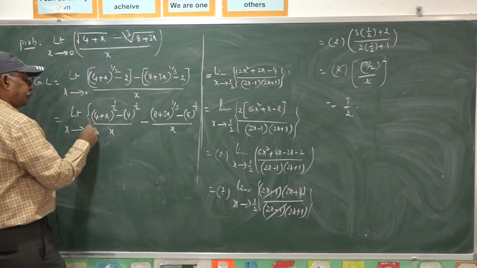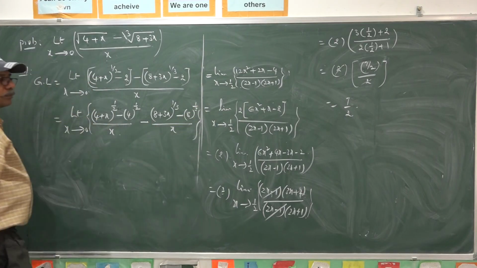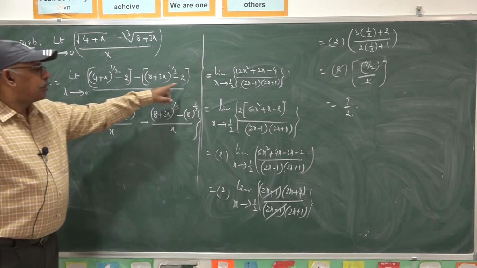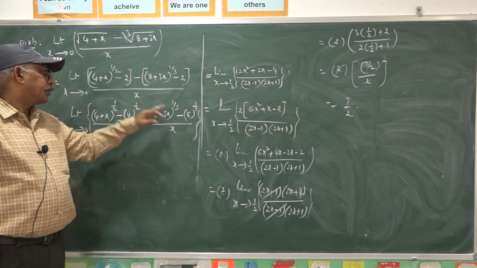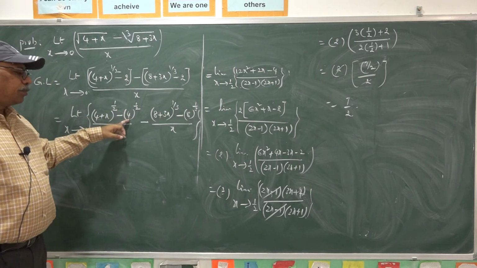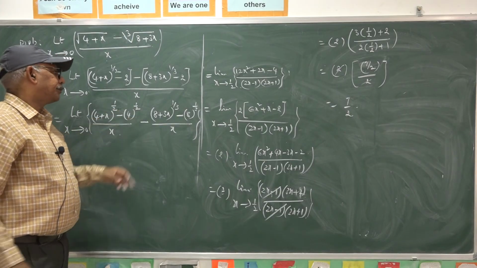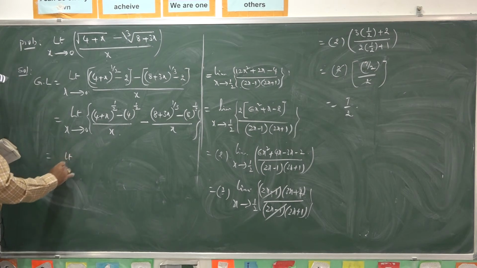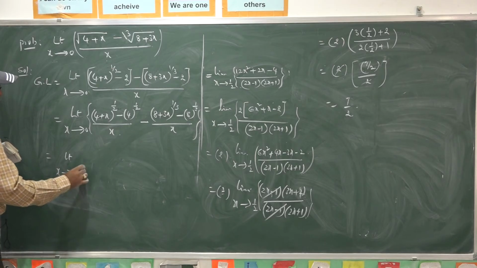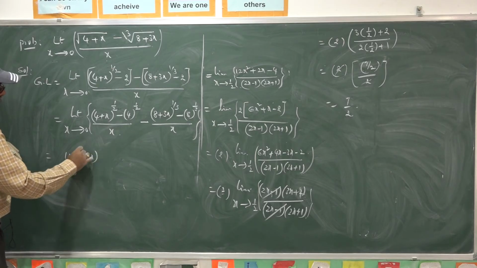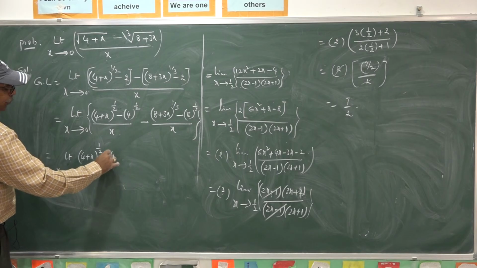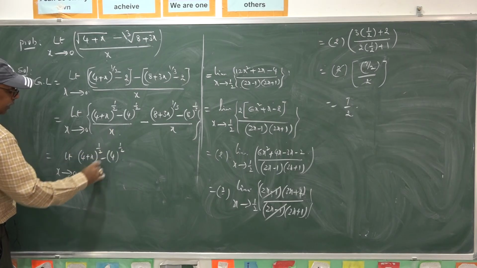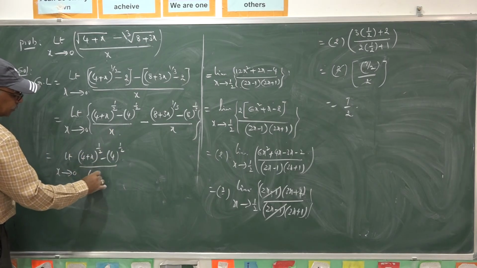Here I am taking 2 as 8^(1/3), and here this 2 may be expressed as 4^(1/2). Now you can split this one as the sum of two limits: (4 + x)^(1/2) minus 4^(1/2). This x may be written as (4 + x) minus 4.